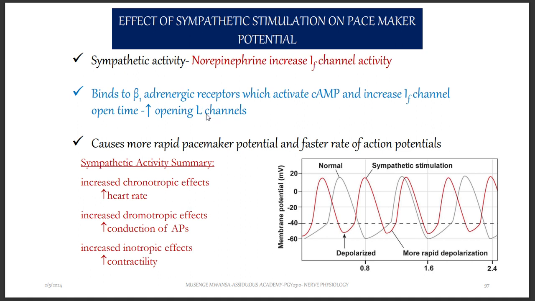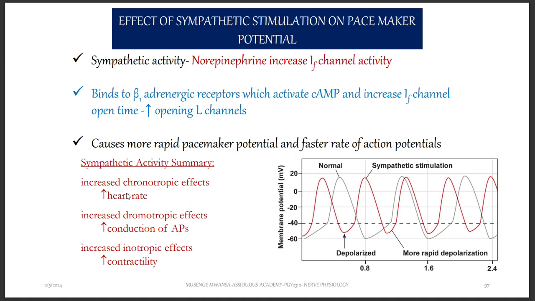And when these ones can open more, that is going to cause more rapid pacemaker potential and a faster rate. That is why you can see with sympathetic innervation, the rate is much faster. It is happening very quickly. Look, it started earlier, forming a complete wave even before this normal one can even form a wave. Okay. So sympathetic activity can be summarized.